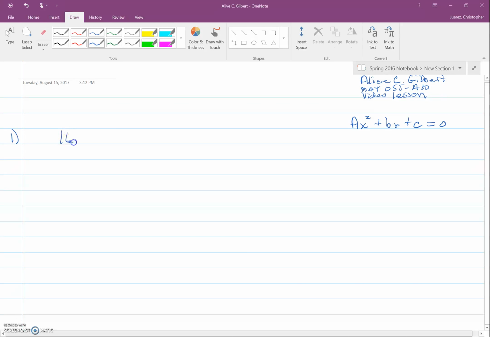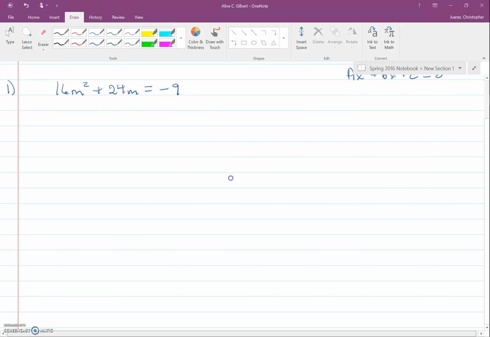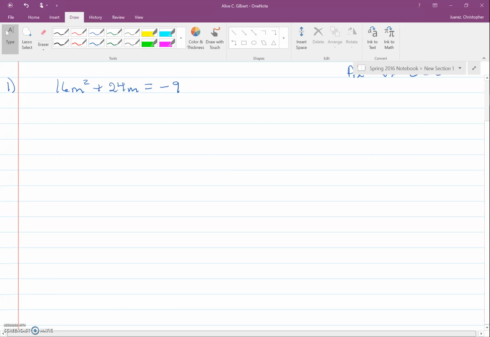We've got 16m squared plus 24m equals negative 9. So first of all, this is not in standard form. So the first thing I'm going to do is add the 9 to both sides. So I get 16m squared plus 24m plus 9 equals 0.